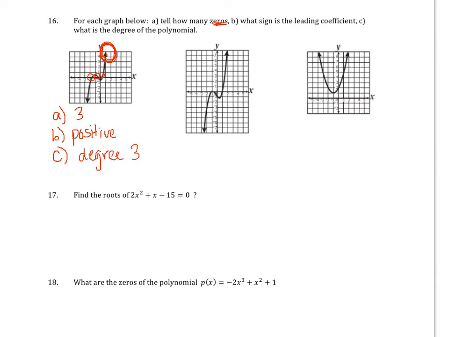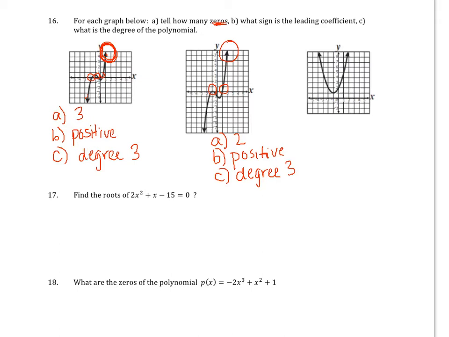Okay, looking at the next graph, how many zeros does it have? It has a 0 here and a 0 here. So that means it has 2 zeros. For part B, what is the end behavior doing? It's going up, so that means the leading coefficient is positive. And for part C, how many turns? It has 2 turns, and it is going in opposite directions. That means the degree is 3.